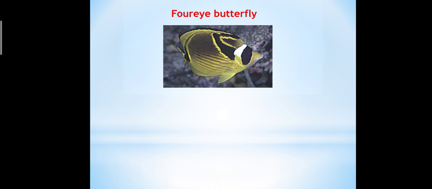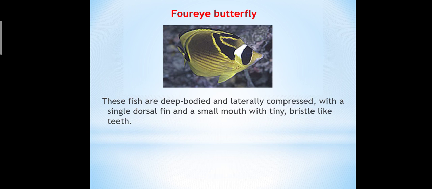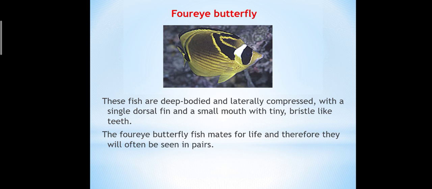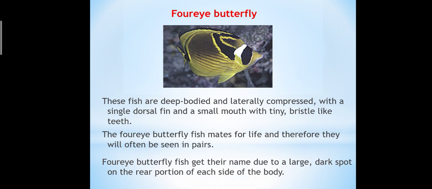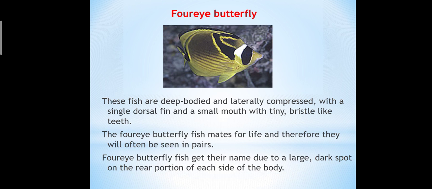Then four-eye butterfly. These fish are deep-bodied and laterally compressed with a single dorsal fin and a small mouth with tiny bristle-like teeth. The four-eye butterfly fish mates for life and therefore they will often be seen in pairs. Four-eye butterfly fish get their name due to a large dark spot on the rear portion of each side of the body.